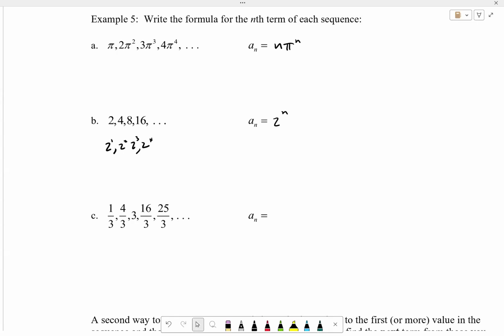With your neighbor once you're done. Just write it down.